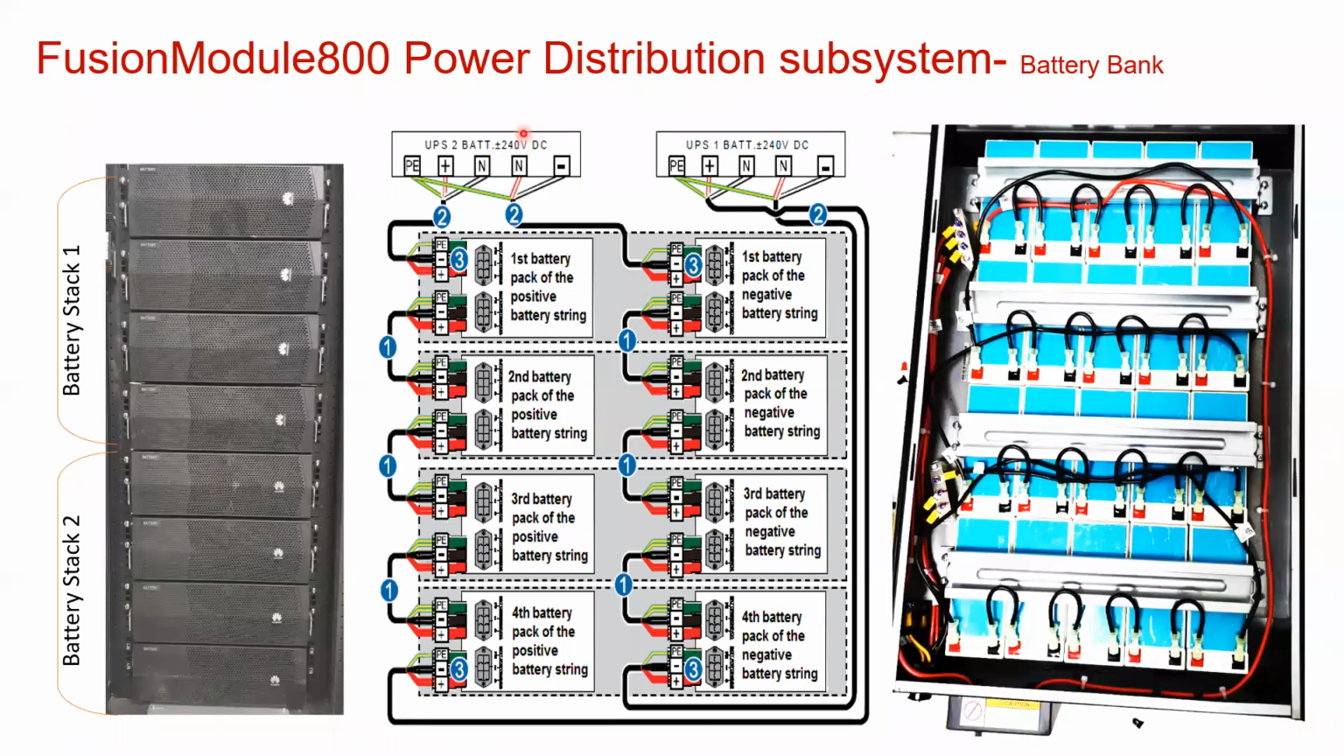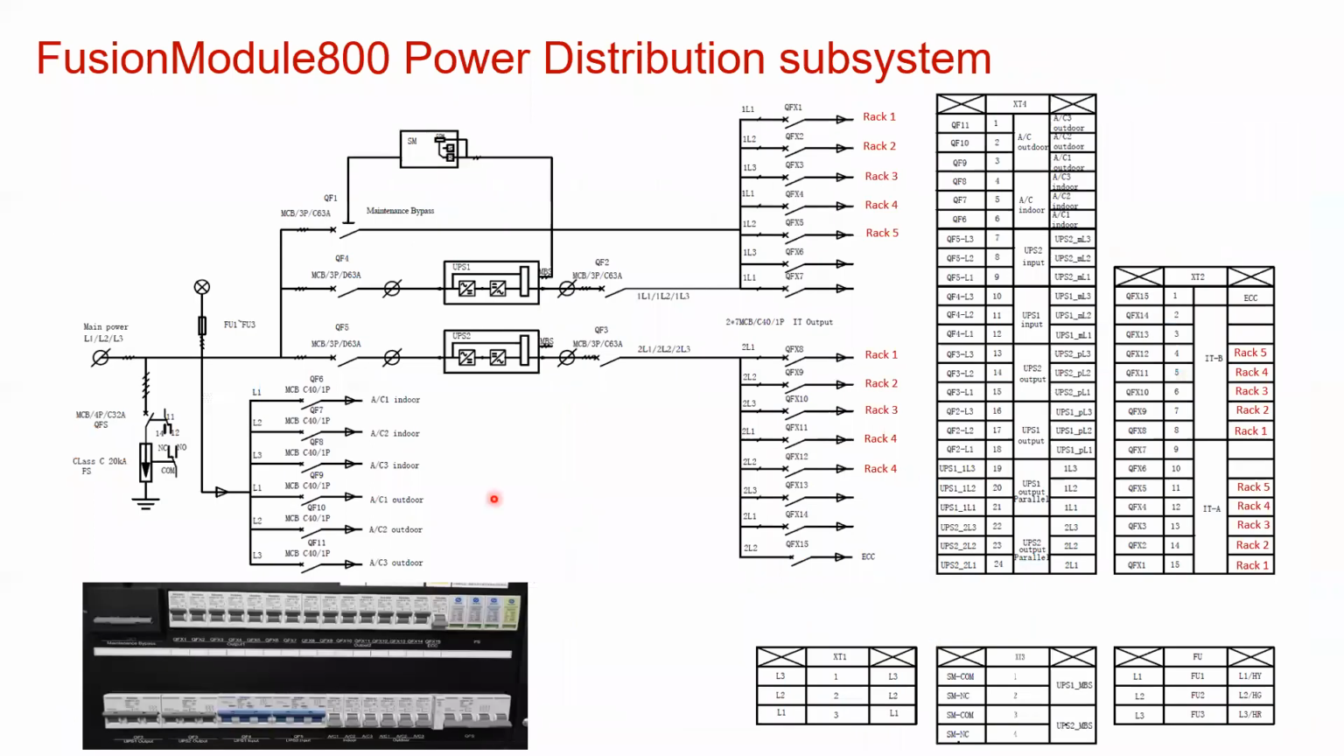So if my UPS 1 is down or UPS 2 is down, it can do load sharing across the battery. And one battery unit can easily be replaced without disturbing the environment. You can just unplug these cables and take out the battery unit. Within the battery, these are the arrangements of the battery connections.